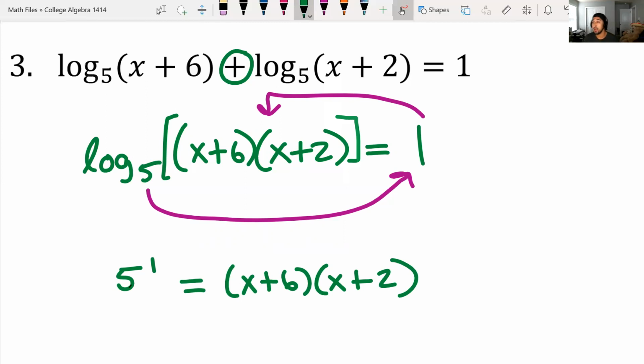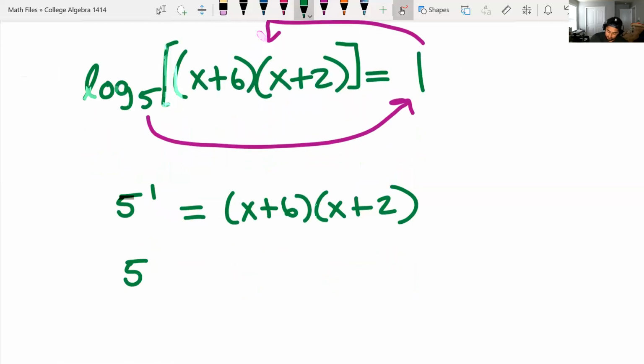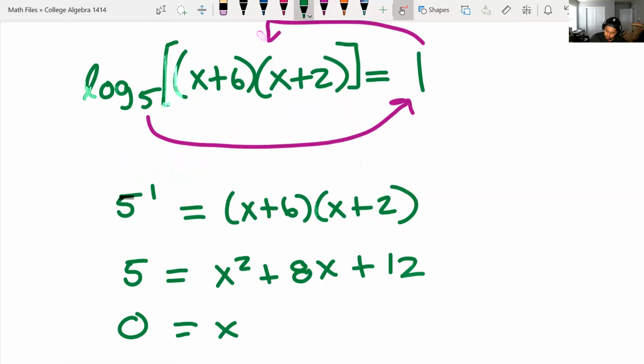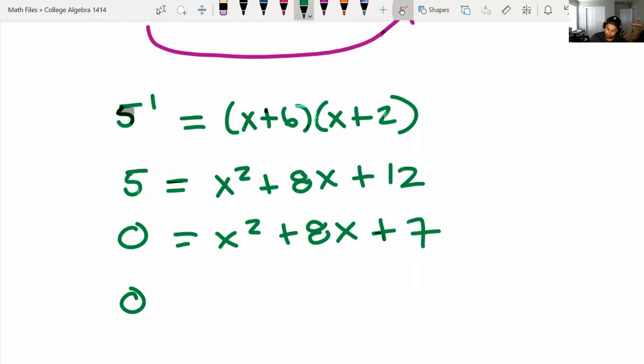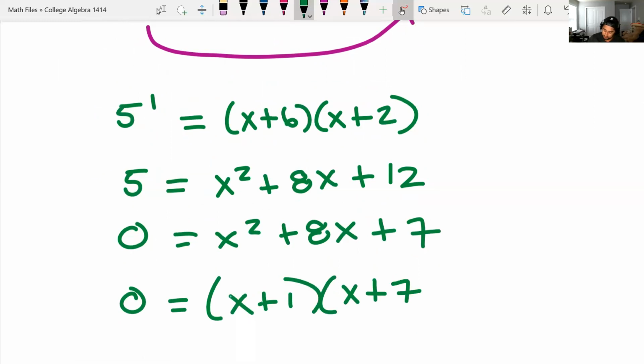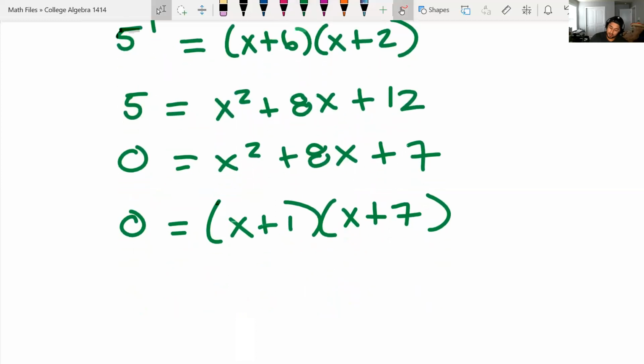Okay, and now we have to solve for x. We now are going to be given a quadratic equation. So 5 to the first is 5. FOIL this out. x squared plus 8x plus 12. Move the 5 over. 0 equals x squared plus 8x plus 7. Factor, and you'll get x plus 1 and x plus 7. And therefore, x equals negative 1 and x equals negative 7.